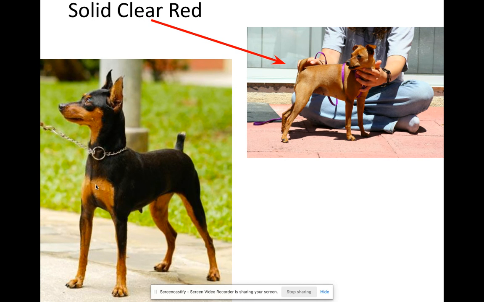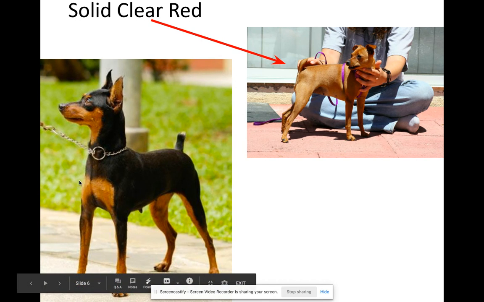So the min pins come in 3 colors. They come in chocolate, black and tan, and blue, which is actually a gray or a grayish color of a dog. So the dog weighs about 10 to 12 pounds. You wouldn't want to be underweight. You wouldn't want to be over the weight. And the dog has to have a certain size. Maybe it's about 10 inches from the ground.